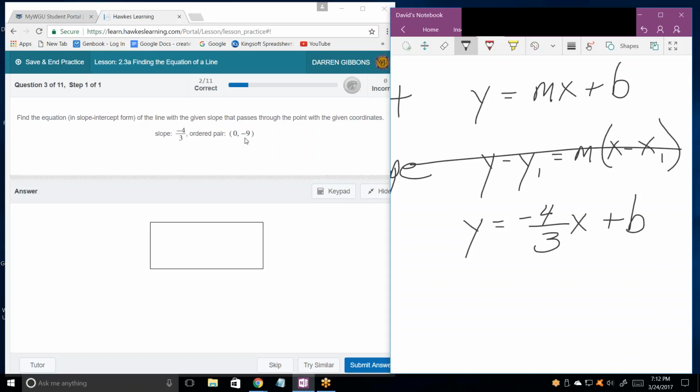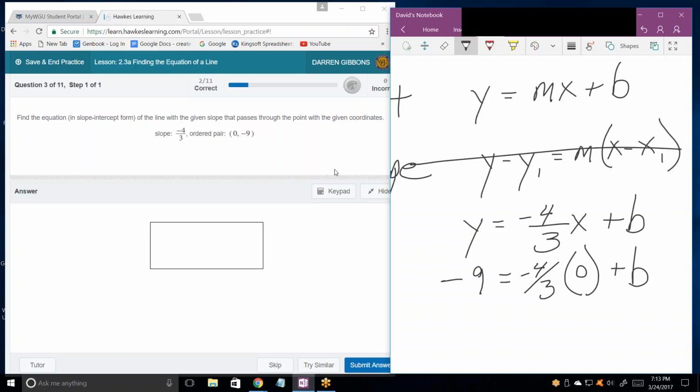But they also gave me a point that the line goes through. It goes through the point 0, minus 9. So if I substitute those two values for x and y, I'm going to be able to solve for b. In other words, y would be minus 9. Remember that any point that a line goes through has to satisfy the equation. So all I did was plug in that point for the x and y coordinate.